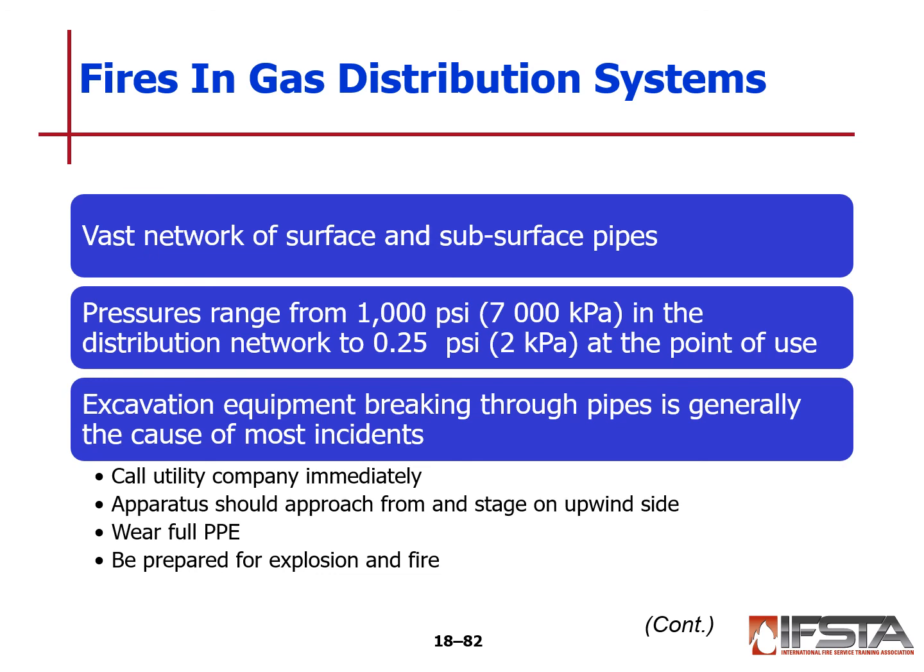With the distribution systems, there's a vast network of surface and subsurface piping. The pressures can range from 1,000 psi in the network to 0.25, or a quarter of a psi. The excavation equipment breaking through pipes is generally the cause of most of these incidents.